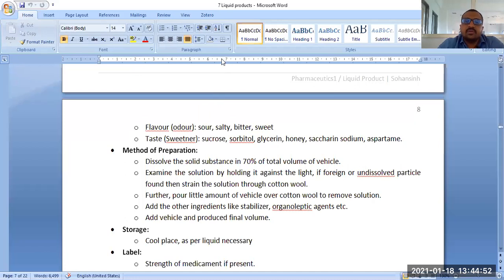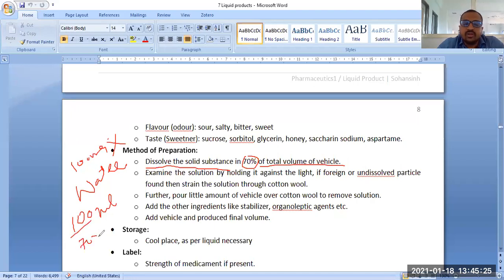What is the general method for the preparation of solution that you have to follow while you are preparing any monophasic liquid preparation? Dissolve solid substance in 70 percentage of total volume of vehicle. For example, you have to prepare a 100 milligram X drug preparation into water, 100 ml. So first you have to take 70 ml of water and dissolve your drug into it, and the remaining 30 ml of water is added after the solution is prepared. Okay, so that is the general method.